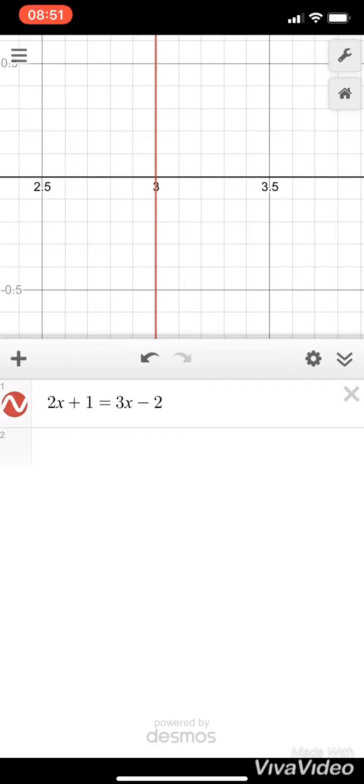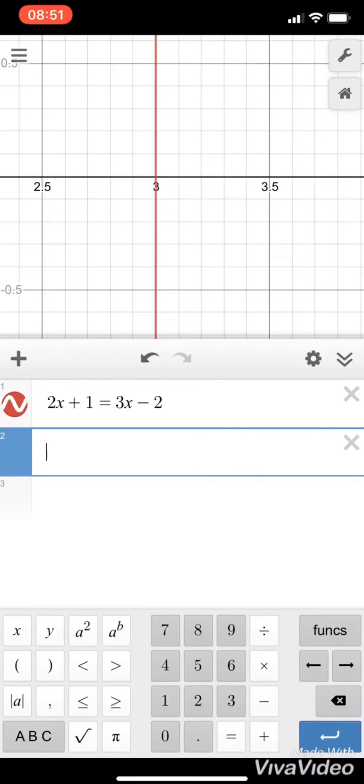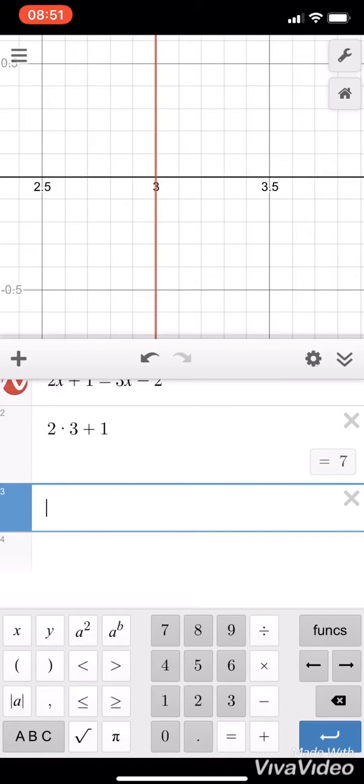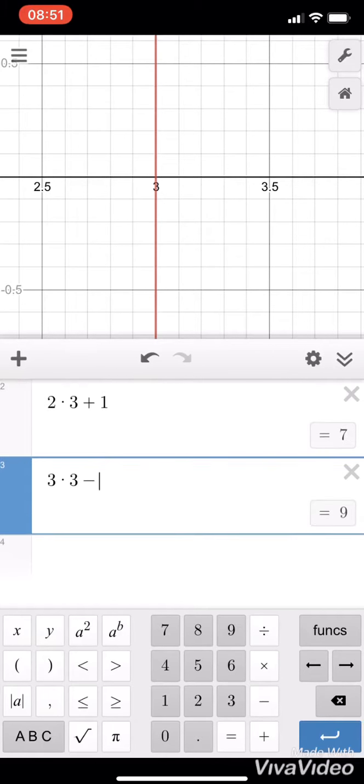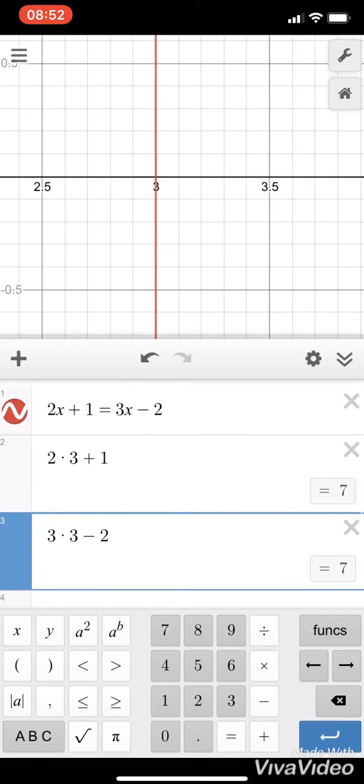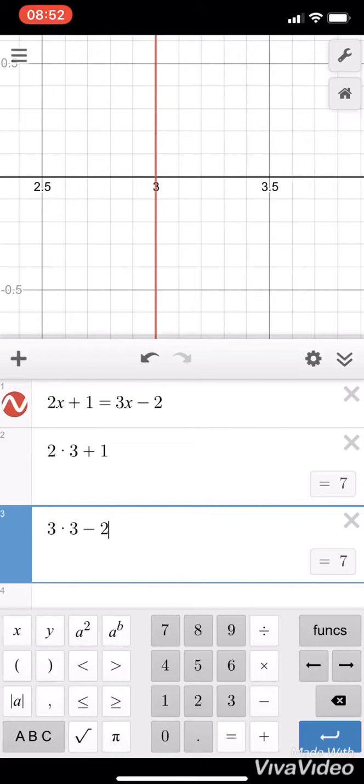And if you want to check, let's do that real quick. So, 2 times 3 plus 1 equals 7. 3 times 3 minus 2 equals 7. And as we notice, both of them equal 7. And that is the way to cheat in your algebra class.